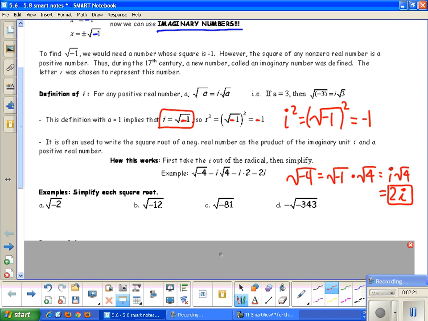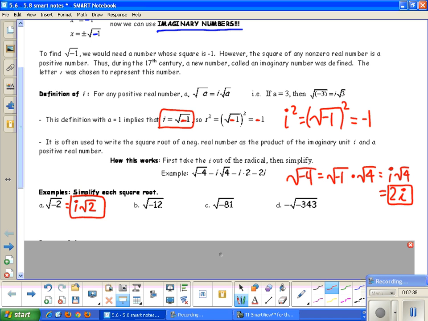So let's go ahead and why don't you guys simplify these four and hit pause and then come back to it and we'll do it together. So the first thing you want to do when you're simplifying these is always take out your i first. So this would be i times the square root of 2. The square root of 2 does not simplify any further, so that's the solution.